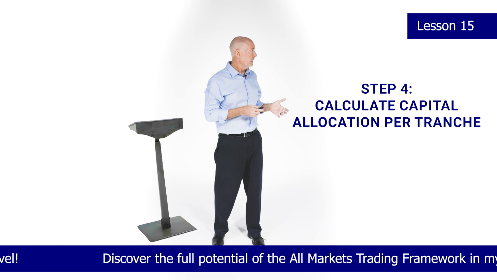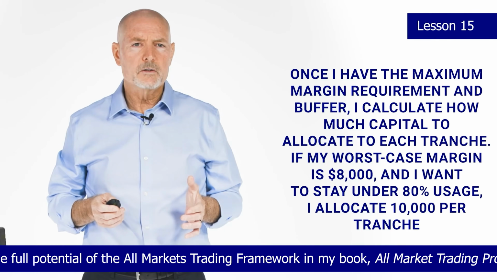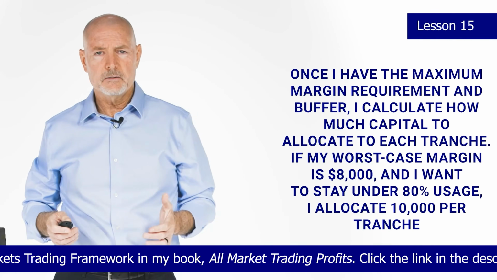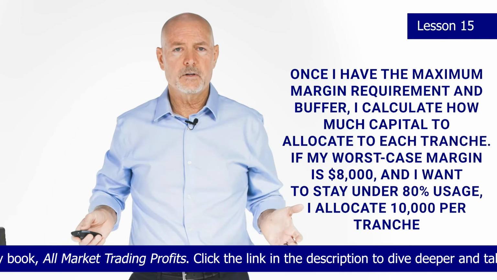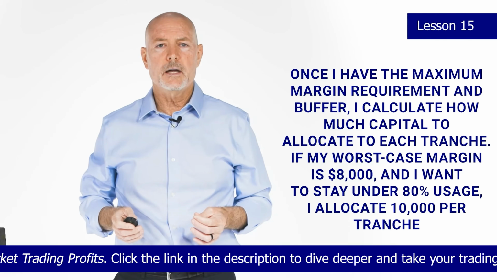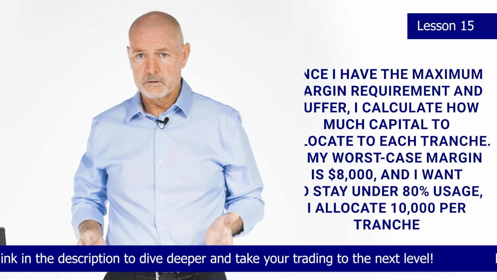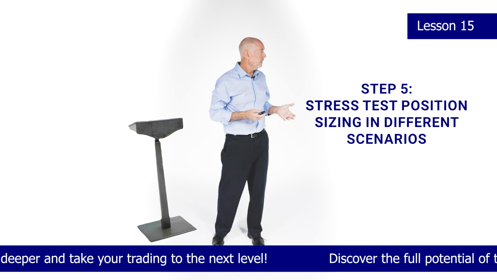Step 4. Calculate capital allocation per tranche. Once I have the maximum margin requirement and buffer, I calculate how much capital to allocate to each tranche. If my worst-case margin is $8,000, for example, and I want to stay under 80% usage, I allocate $10,000 per tranche.